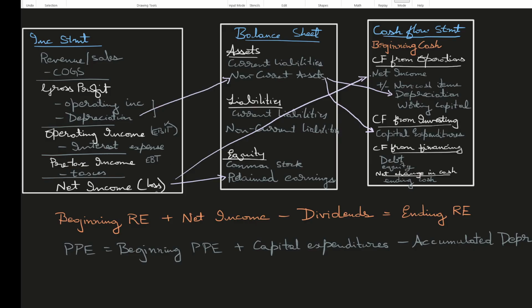Net income links to the balance sheet under the equity section of the retained earnings and in the cash flow statement under the cash flow from operations of net income. That is how we come to the formula. Beginning retained earnings plus net income, subtracting the dividends, gives you the ending retained earnings.